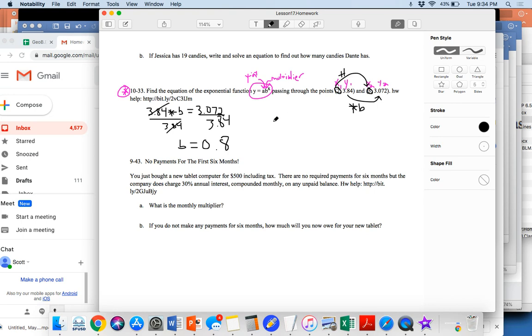Okie dokie, so we got b, we just need to get a. A few different ways to do it. I labeled this x1, y1 for a reason, because you could just take this x1 and this y1 and plug it in for the variables x and y, and you know what b is. That leaves just one parameter left, which is the a parameter. So let's plug in 3.84 for y, and a is what we have to solve for, and then plug in 0.8 for b, and for x we plug in 2.